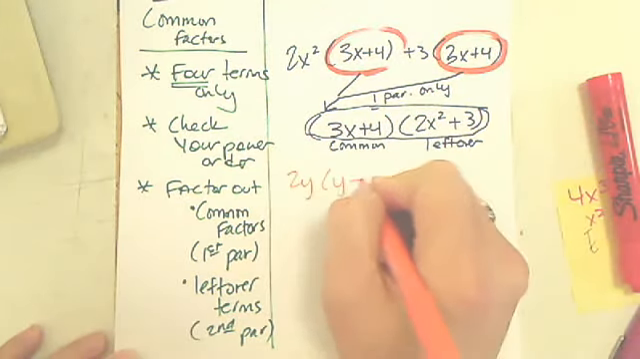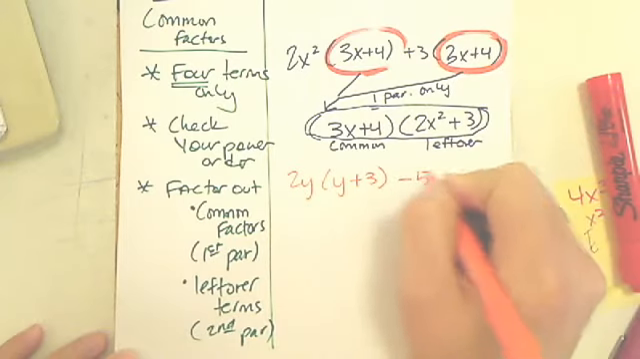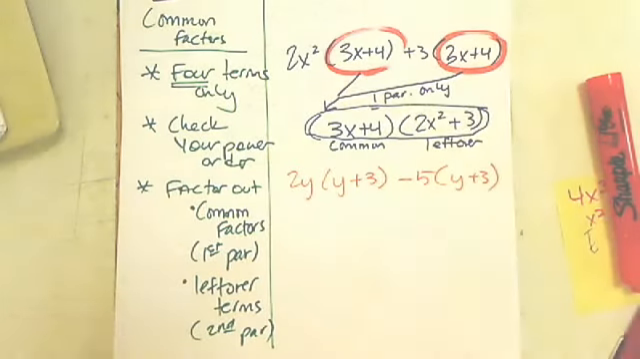2y times y plus 3, minus 5 times y plus 3.